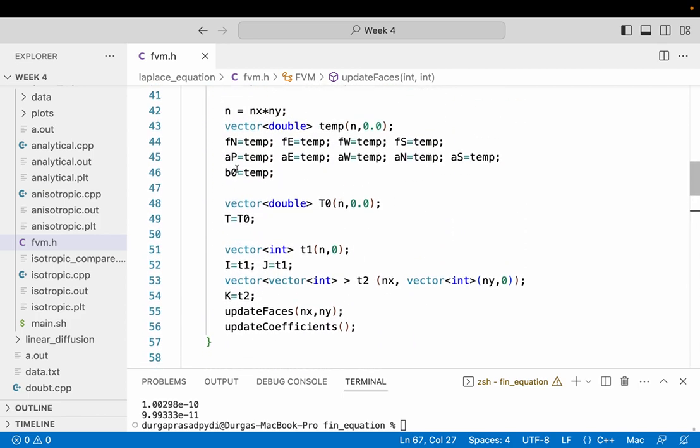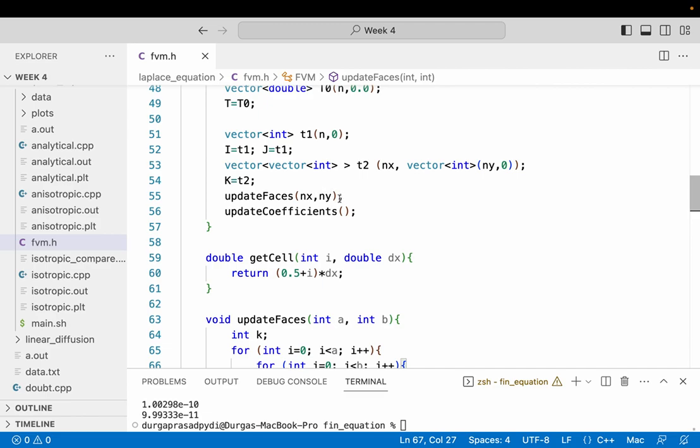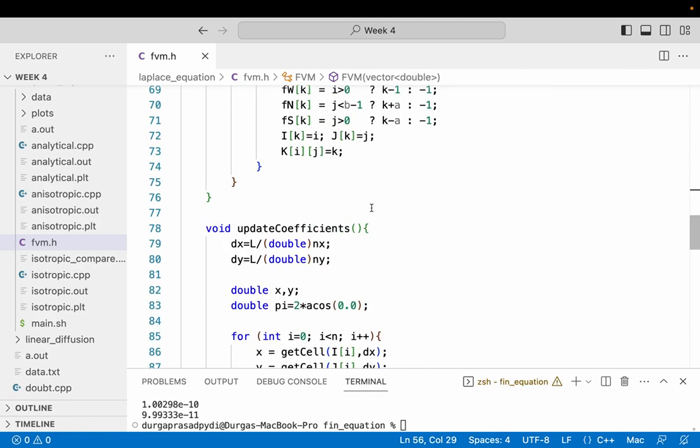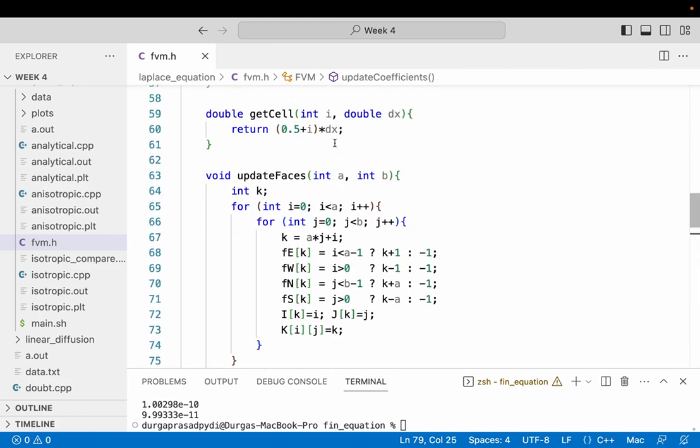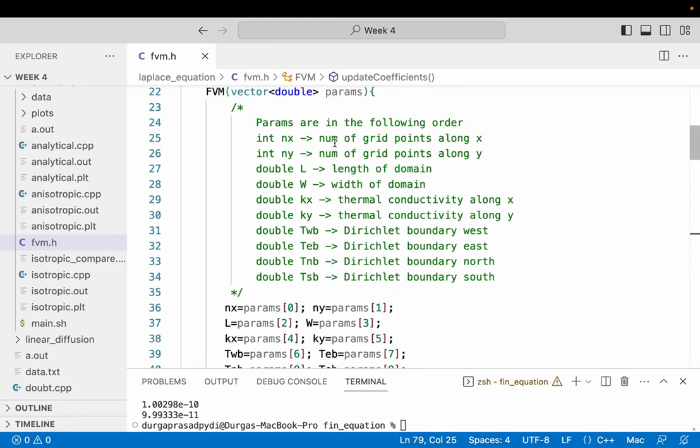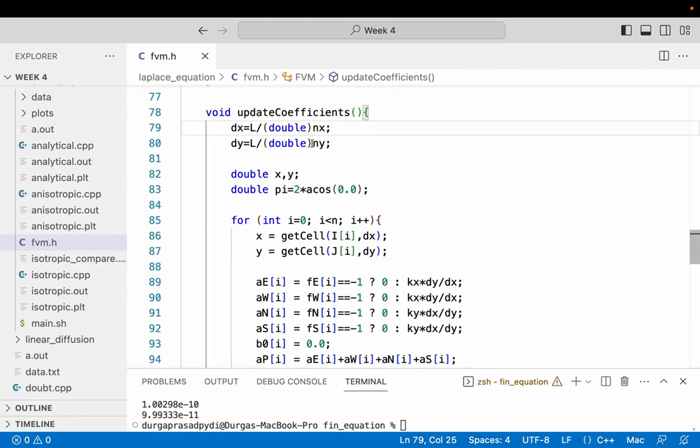Once I define and initialize all these values and update my phases, the next step is to update your coefficients. You need to determine the values of the coefficients. So delta x is essentially your length along the x direction divided by nx. Here I might have to define length and width separately. One of them will be L, the other one will be W.